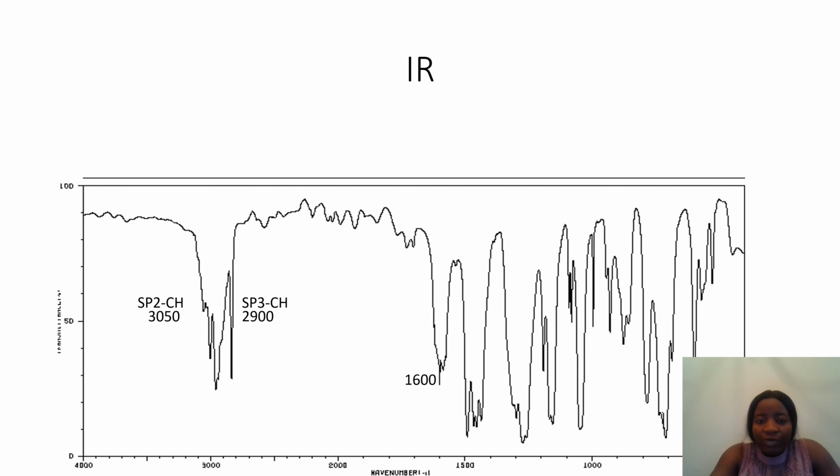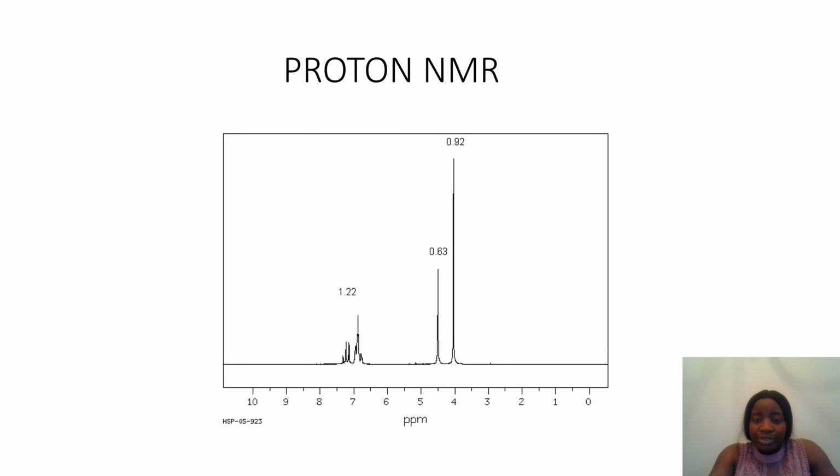And if we move a little bit to the right here, we can see that at 1600 we have a peak, which shows that we have a C double bond C for a benzene. So this is all the useful information we had from the IR. So let's move on to the NMR. Here we use these numbers to find out how many hydrogens we have.